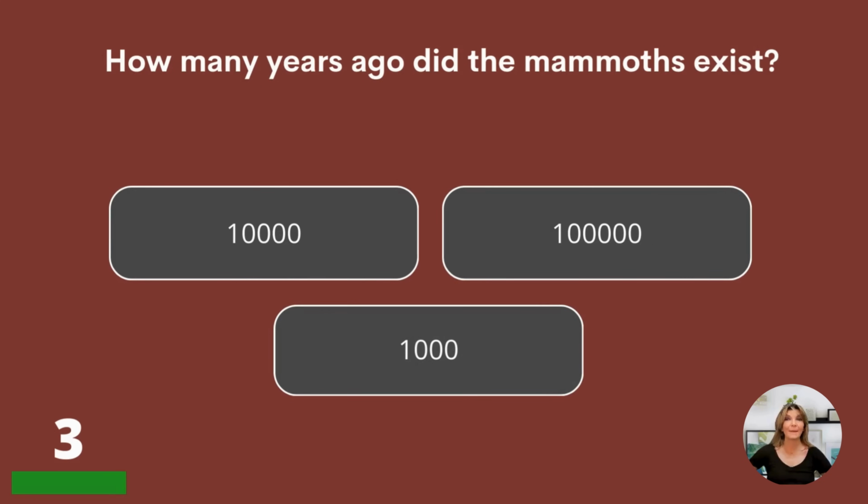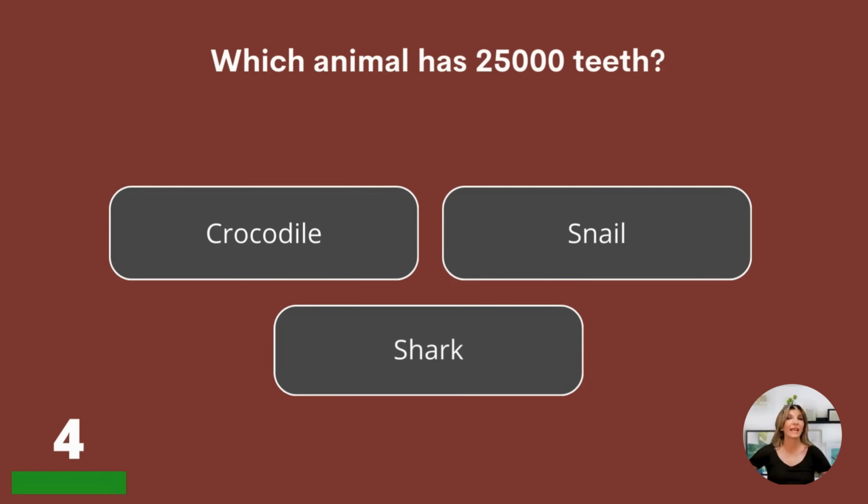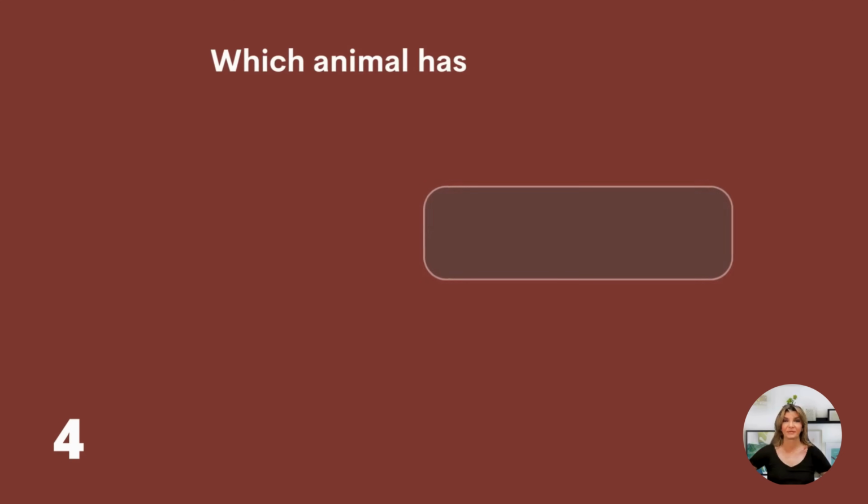How many years ago did the mammoths exist? 10,000, 100,000, or 1,000 years ago? 10,000 years ago. Which animal has 25,000 teeth? The crocodile, the snail, or the shark? The snail.